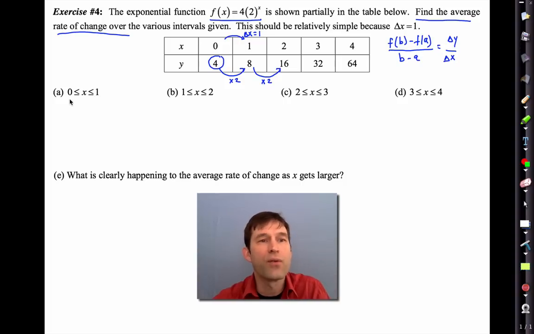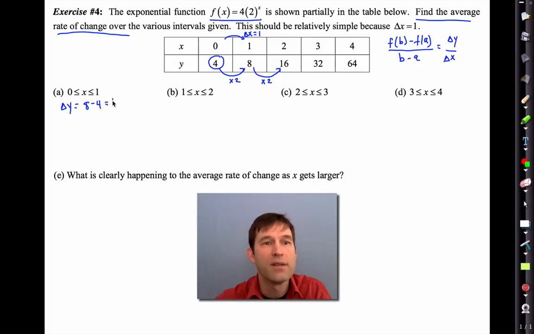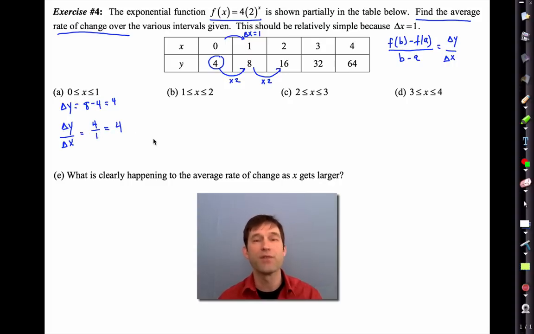So on this first interval where it says 0 to 1, right, what we can see is that the change in y, which you can calculate if you want as 8 minus 4, is equal to 4. Now, that also happens to be the average rate of change. This is going to make this a very quick exercise because delta x in this case is always 1, so the average rate of change in this particular problem is 4.